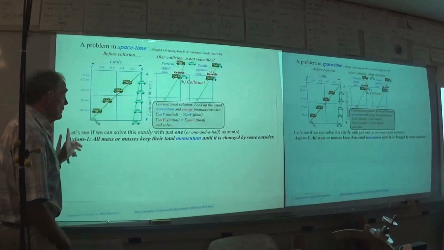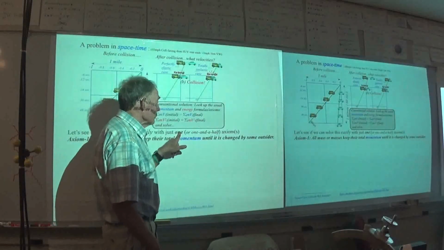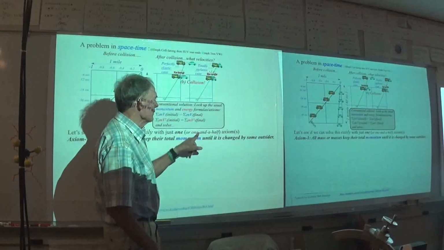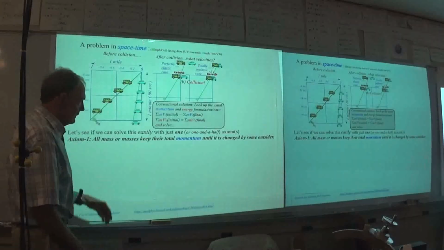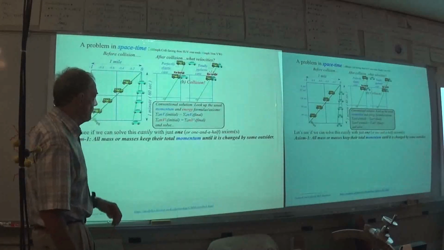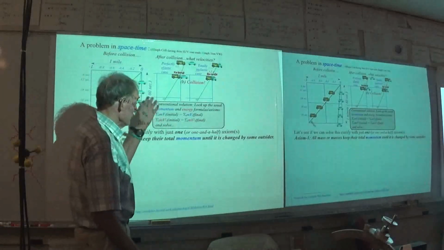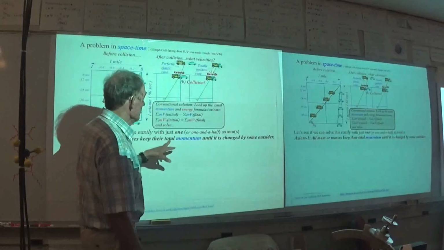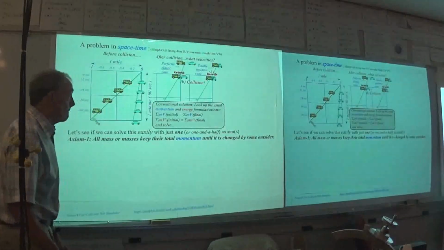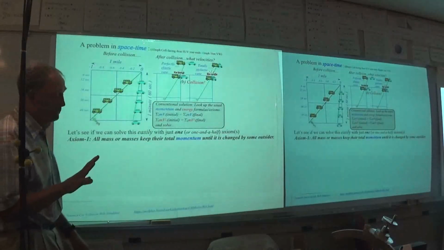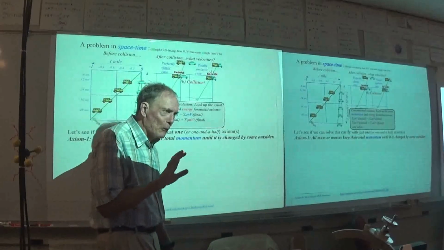Now I want to say we can do this more easily with just really one axiom, but you're going to see later we need 1.5 axioms to build the mechanics that we'll need for this course. And that axiom is that all masses in this collision keep their total momentum until it's changed by some outsider.